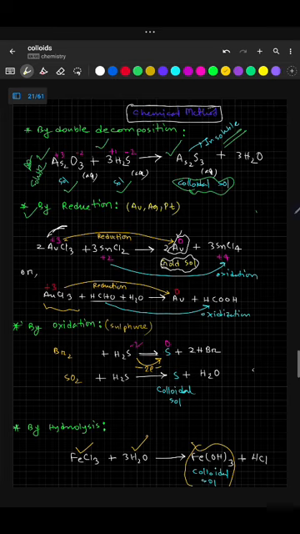Here the hydrolysis is a reaction where water reacts with a compound, and in our case ferric chloride reacts with water and ferric hydroxide is formed, which is insoluble, and it appears as a colloidal solution. And not only iron, we can do it also for aluminium and chromium as well. So this was our part.